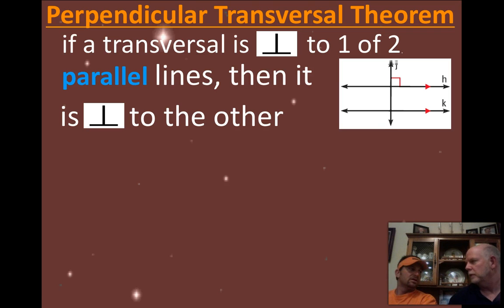But it goes back to all of our rules. You could do corresponding angles, you could do alternate exterior angles, you could do all kinds of things to see that those lines end up being parallel. So it's just a 90 is all. That's all it is. Okay.